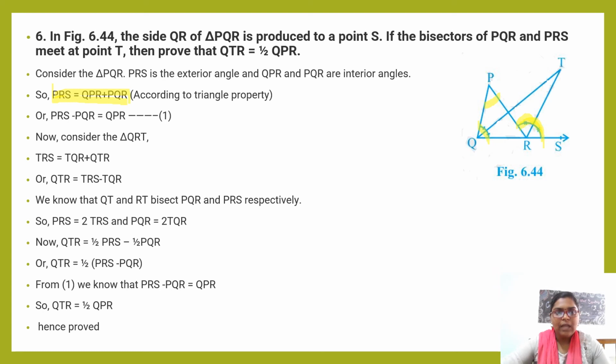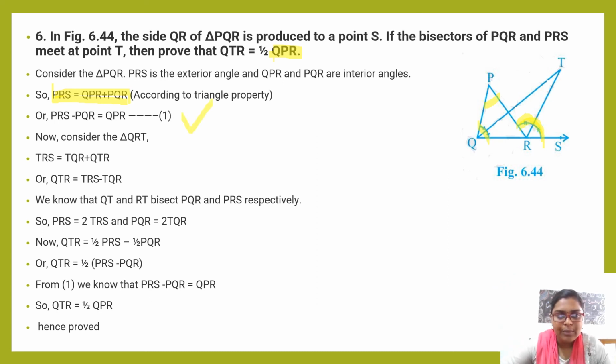Okay? Now we want QPR only. So keep this QPR. Why QPR? Because QPR is involved in the thing which we have to prove. So keep this QPR this side and this PQR will go that side. It will become minus. So I am keeping this as equation number 1.